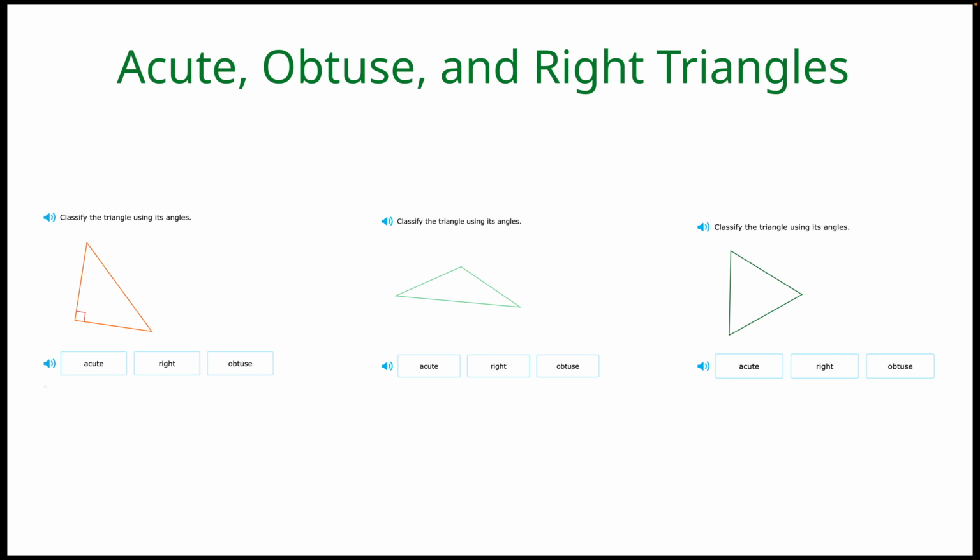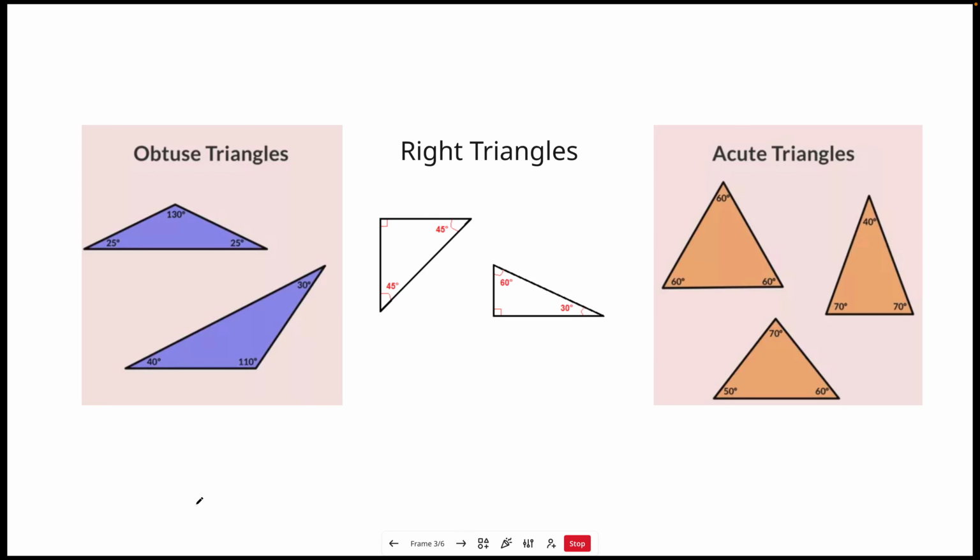Today we're going to be looking at acute, obtuse, and right triangles, similar to these problems that you see up on the screen. All right, so here I've put up some obtuse triangles, some right triangles, and some acute triangles. And if you want to pause the video, try to figure out how they know this is an obtuse or a right or an acute triangle. Okay, so I've given you the answers here. Can you figure out how they came up with those answers? Go ahead and pause the video and try it.